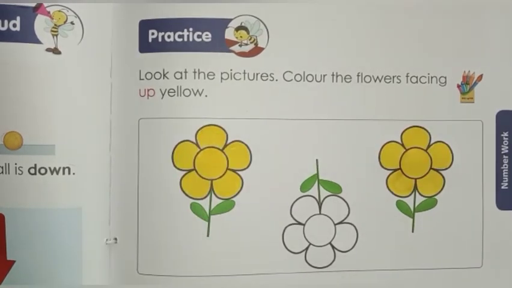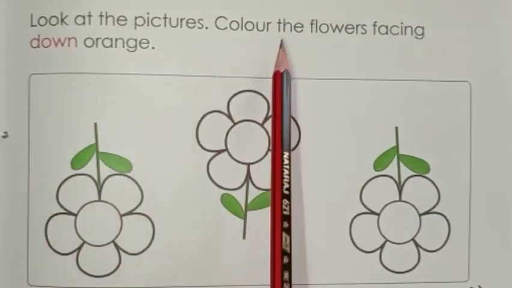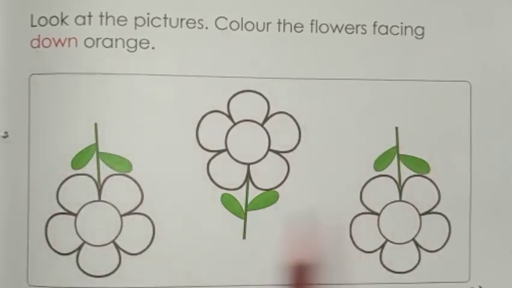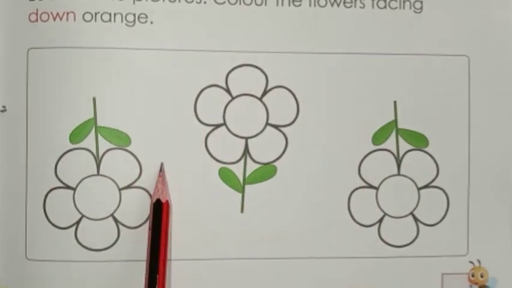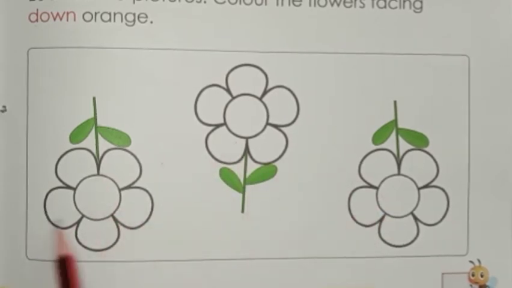You have to fill yellow color in both flowers whose faces are upward. Like this. Now read this heading. Look at the pictures. Color the flowers facing down orange. There are 3 flowers given, but you have to color those flowers which are facing downwards. We will fill orange color here like this.